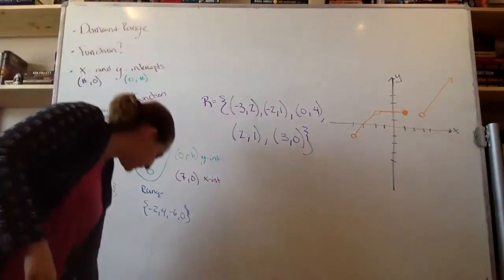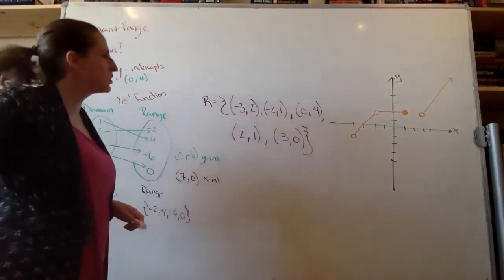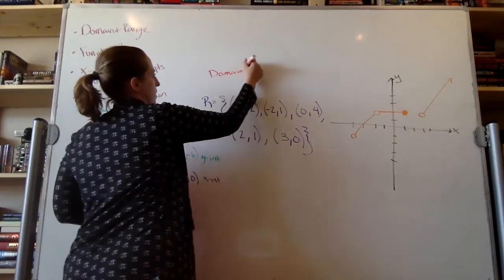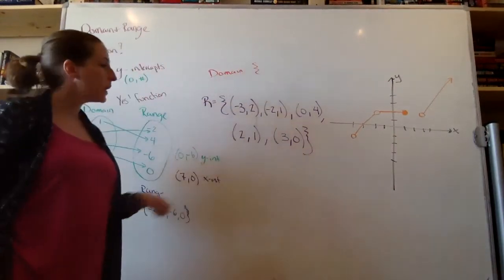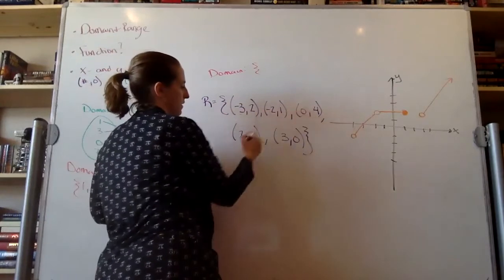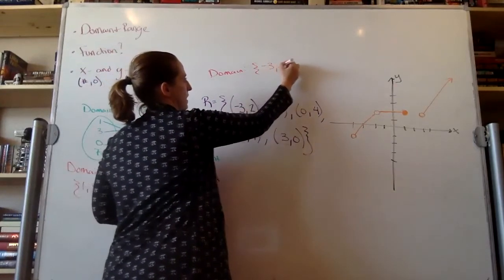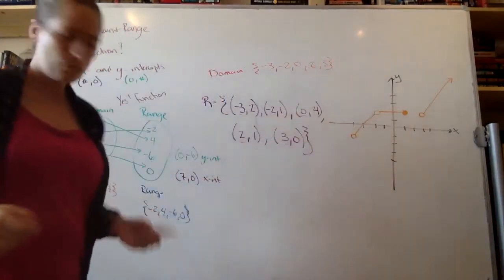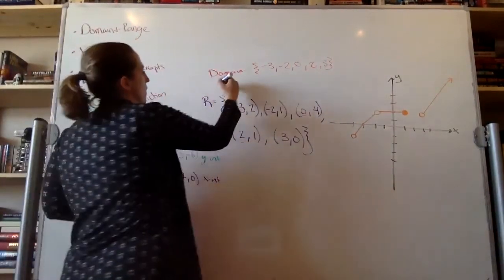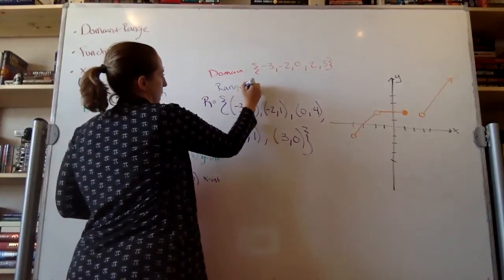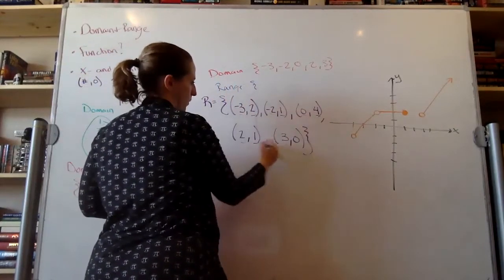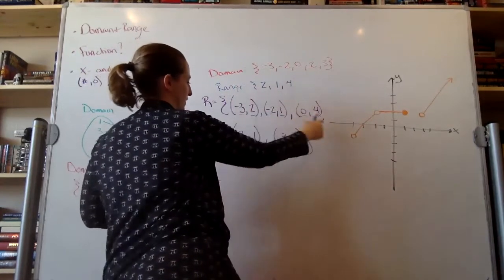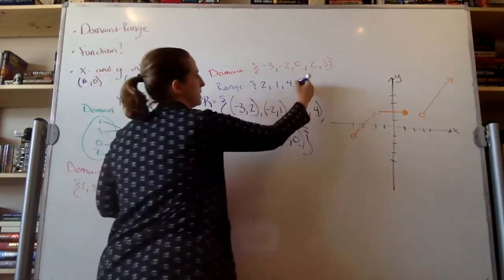So first thing we want to do is decide the domain and range of this. So the domain here is our x numbers, our numbers in the first spot, okay? So our domain is going to be -3, -2, 0, 2, 3. And our range will be all of the numbers in the second spot: 2, 1, 4, 1, 0. I don't need to repeat 1, 0.